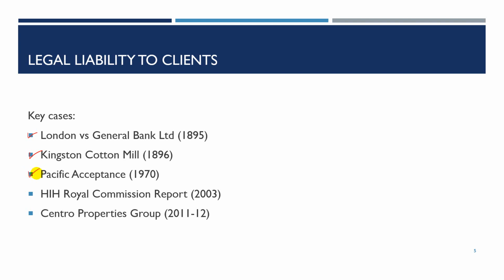In the Pacific Acceptance case, the case established the auditor's duty and responsibility. So this case went into quite a lot of detail as to what the auditor should be doing. The auditor's duty and responsibilities are to use reasonable care and skill, and check and see for themselves. This means you cannot rely just on information that's provided to you.